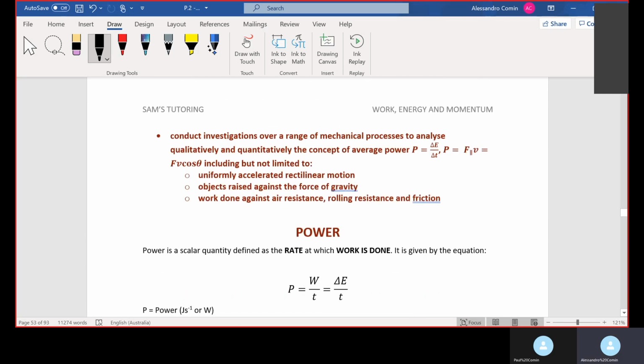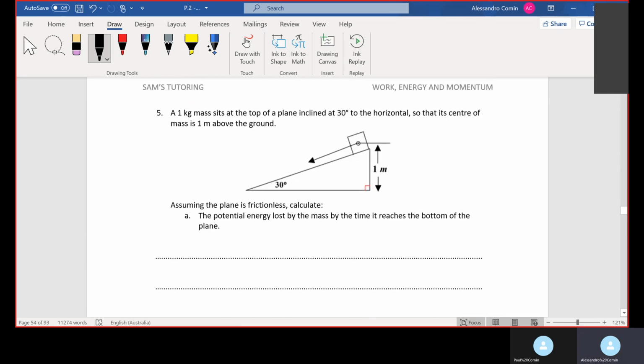And then question 5 is a good question. Don't overthink question 5.